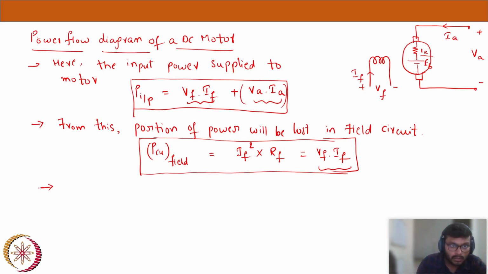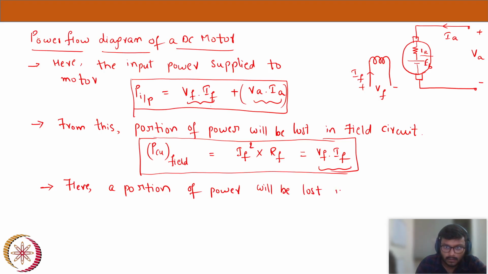Here a portion of power will be lost in the armature circuit.